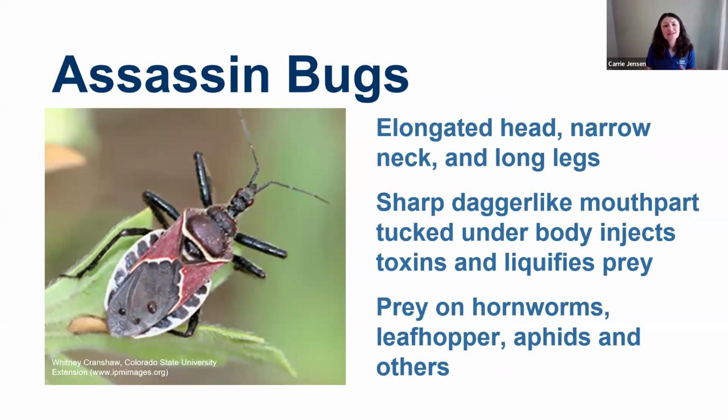Assassin bugs, these ones are really cool. They have that elongated head, narrow neck, and really long legs. They have sharp dagger-like mouth parts that tuck under their body and inject toxins and liquefy their prey so they can slurp it up like a Slurpee. They prey on hornworms, so really important. Everybody knew that one was a pest, right? So hopefully you find assassin bugs to help take care of those. Leafhoppers, aphids, and others.